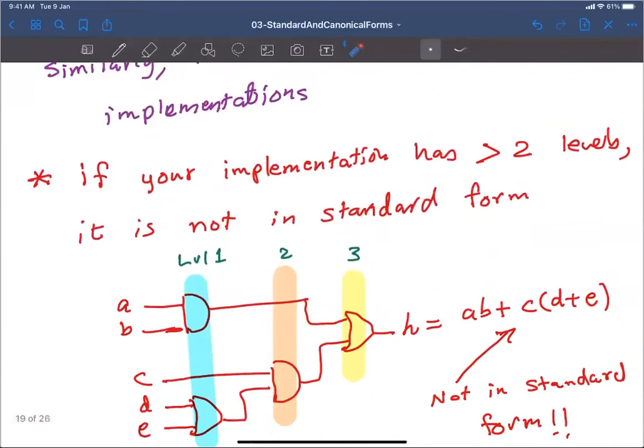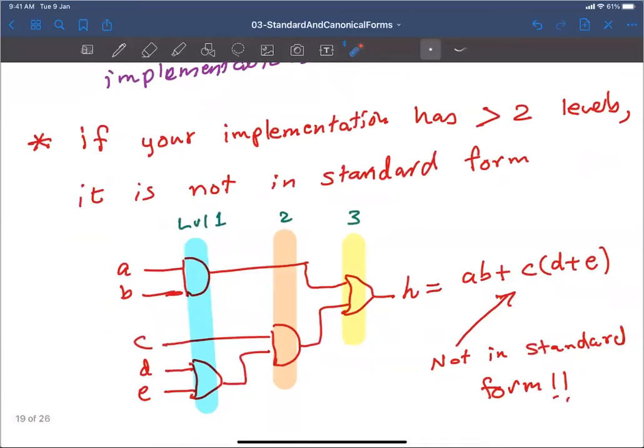So, for example, this circuit here has level 1, level 2, and level 3. Just by looking at the circuit, we know that this is not in standard form. To verify this, you can derive the logic expression of this, and you'll see that it is not in standard form. If you look at the big picture, it is a sum of products, but this one is a product of sums. So it's not in standard form.